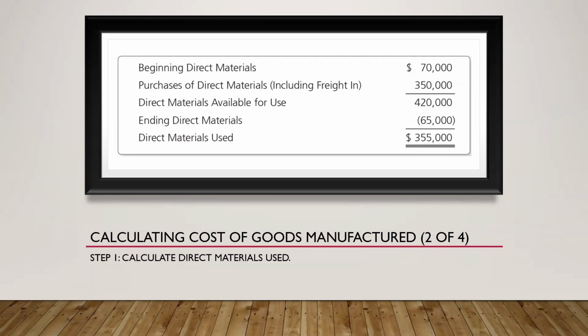So you have the beginning direct materials, $70,000, and purchases of direct materials, including freight in, $350,000. So the direct materials available for use is $420,000. Then you have your ending direct materials, which is $65,000, and you subtract your ending direct materials from your direct materials available for use, then you have your direct materials used at $355,000.